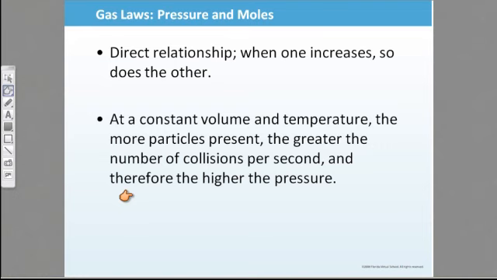And again, we don't have any mathematical formula for that one. We could certainly make one, just like the other three that we've looked at prior, but we don't usually deal with those type of situations in the lab, so we don't really use that one.